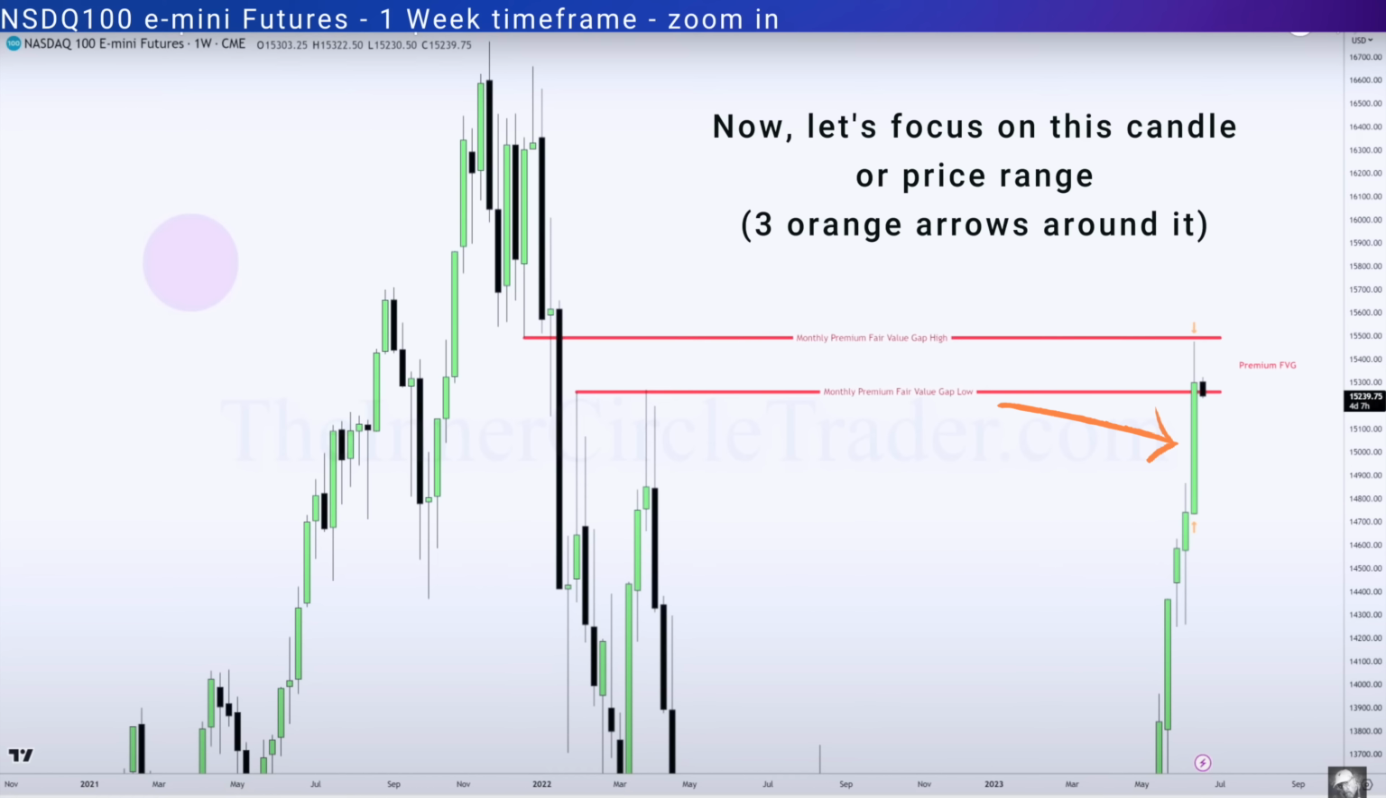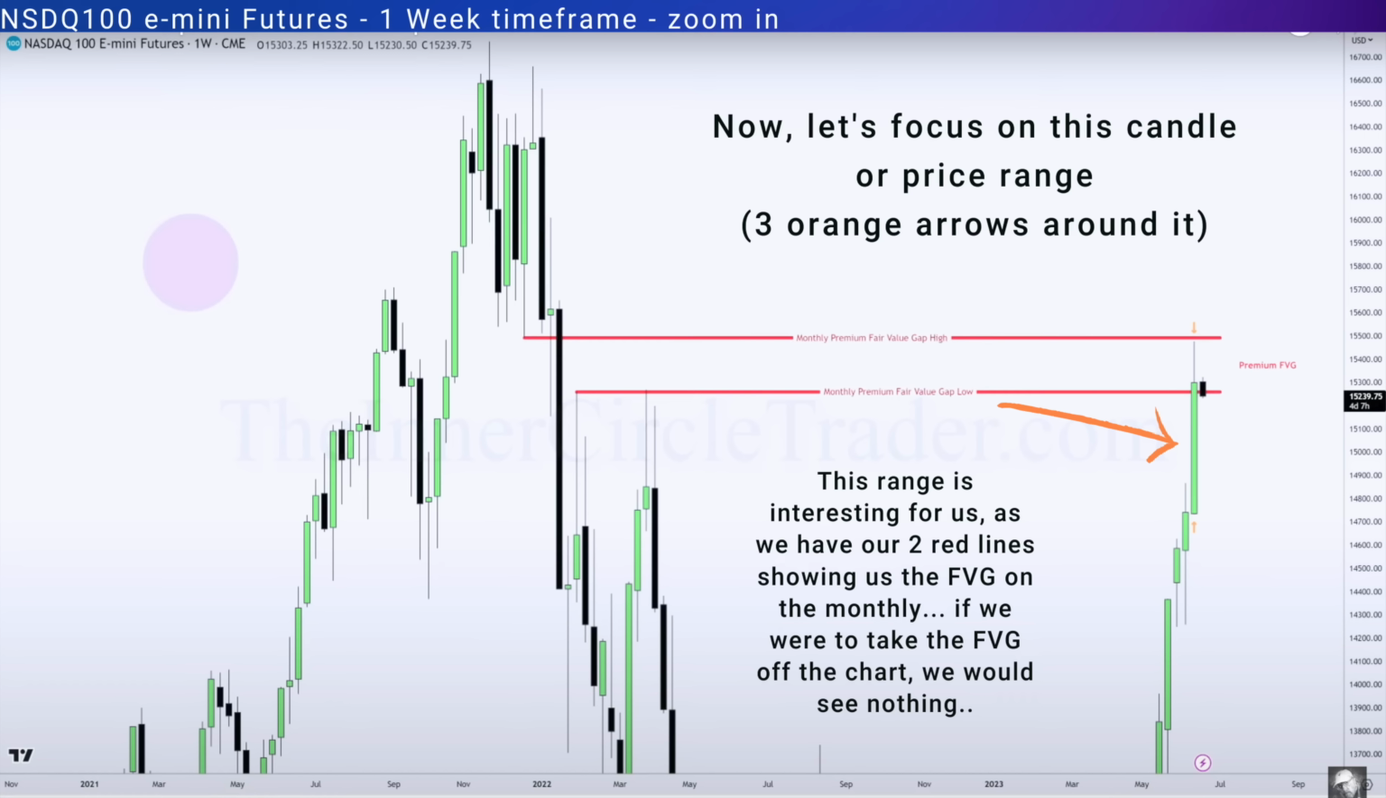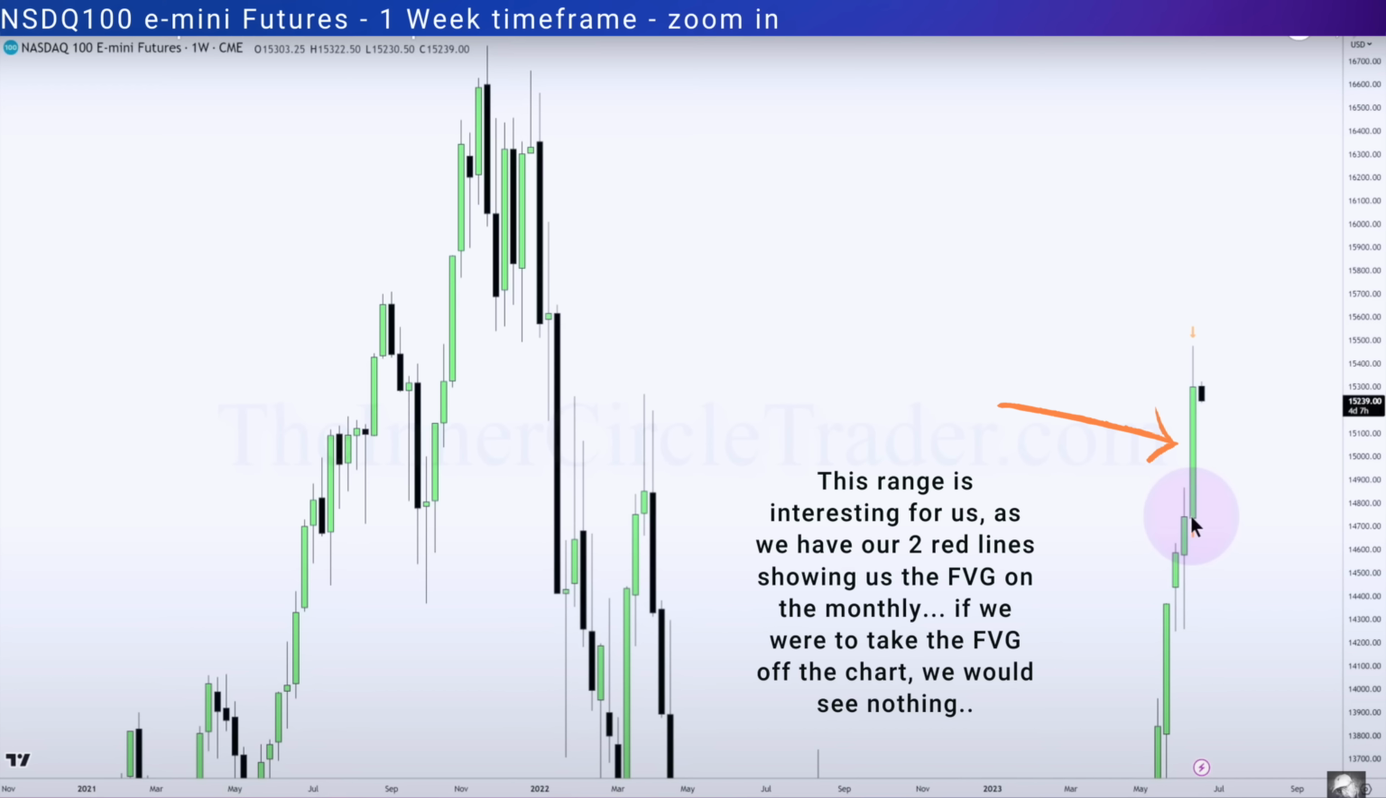Now let's focus on this candle or on this price range. You can see here that we have 3 orange arrows around that candle that I wanted to focus on, so that we are 1000% sure that we are looking at the same thing. We're looking at the candle that has entered inside the fair value gap. This range is really interesting for us, as we have our 2 red lines showing us the fair value gap on the monthly. If we were to take the fair value gap off the chart, we would actually see nothing. It would just look like a bullish candle going higher. And so let's do that. Look at that.